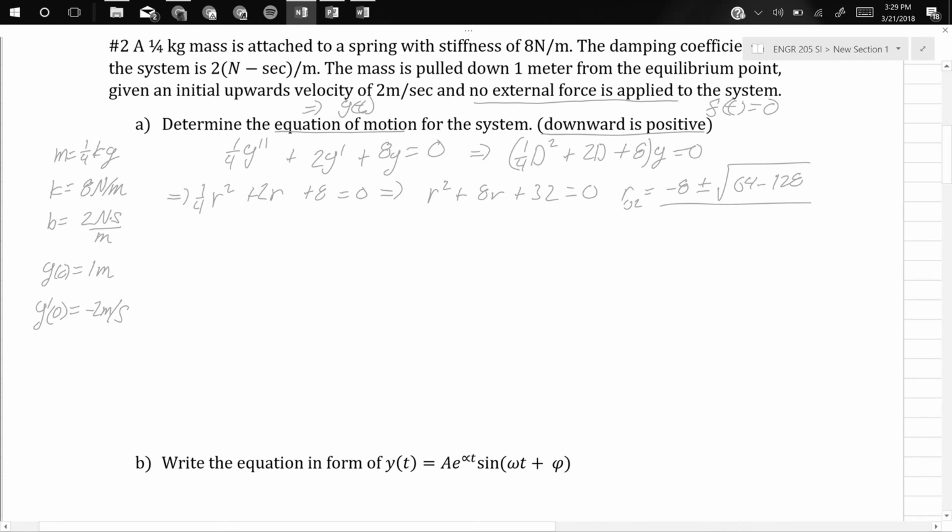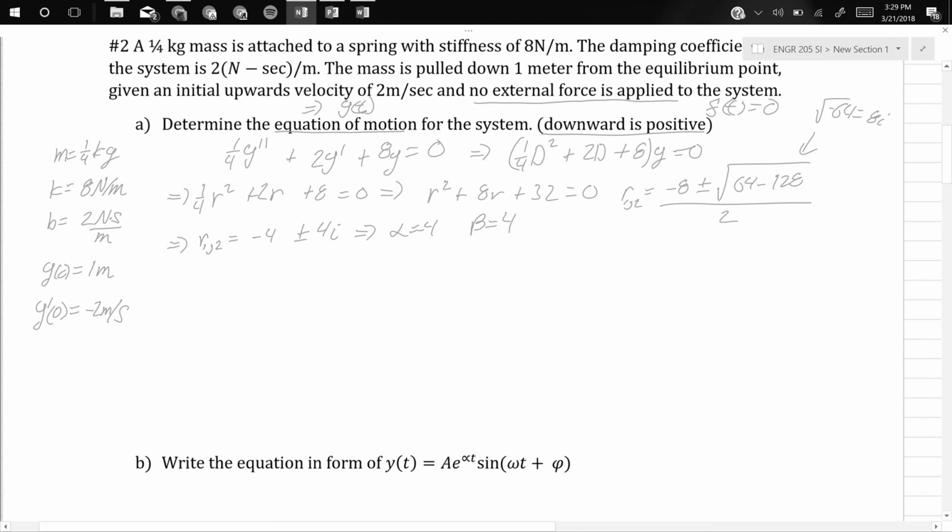All over 2a, which is just 2. So this implies r1, r2 equals negative 4 plus or minus the square root of negative 64, so that would just equal 8i. So we get plus or minus 8i over 2, so plus or minus 4i. So in this case, we're looking at r1, r2 equals alpha plus or minus beta i. Alpha equals negative 4, beta equals 4.